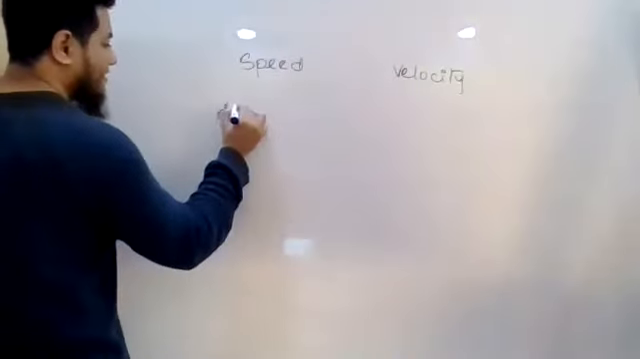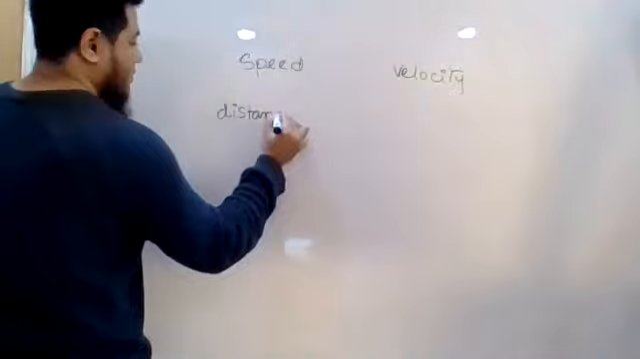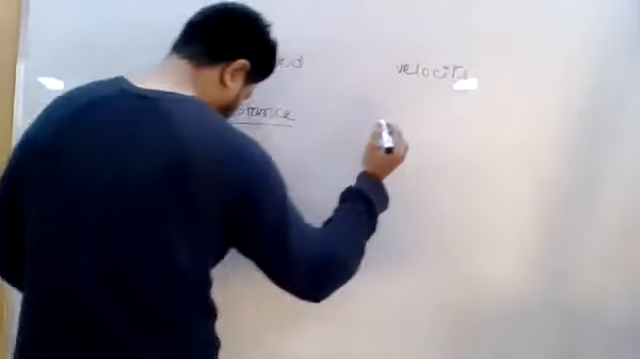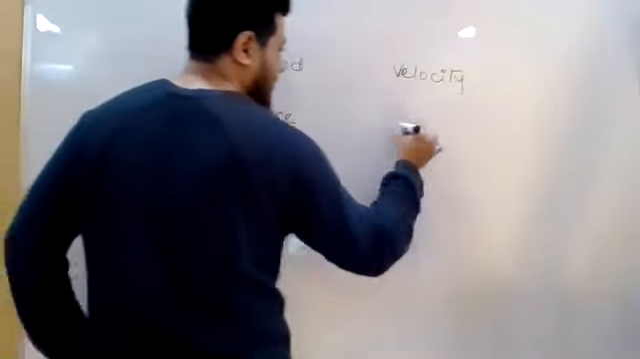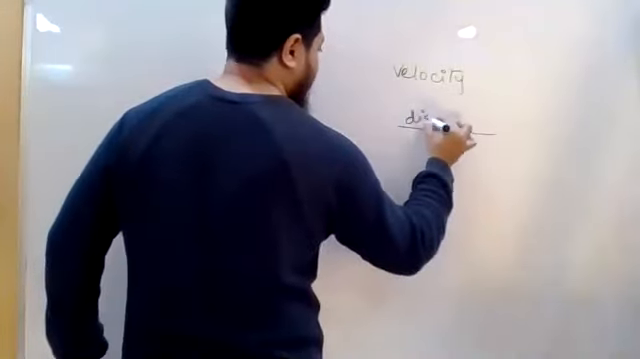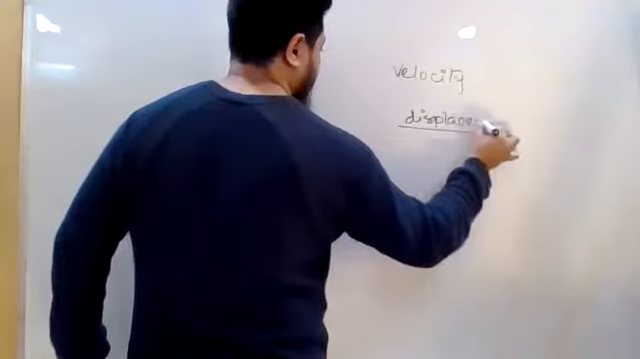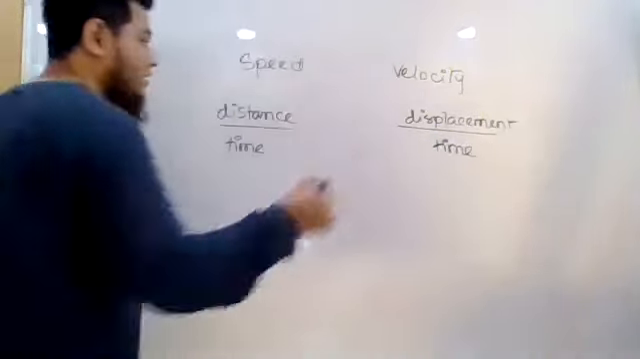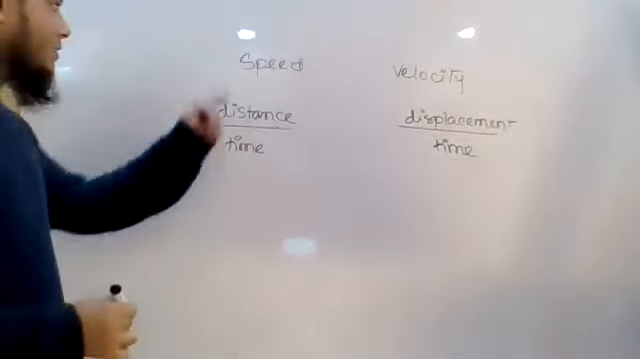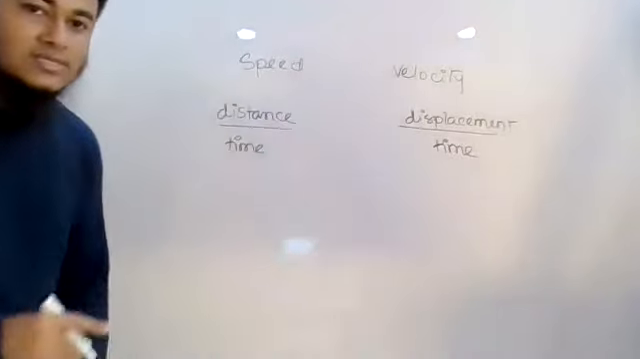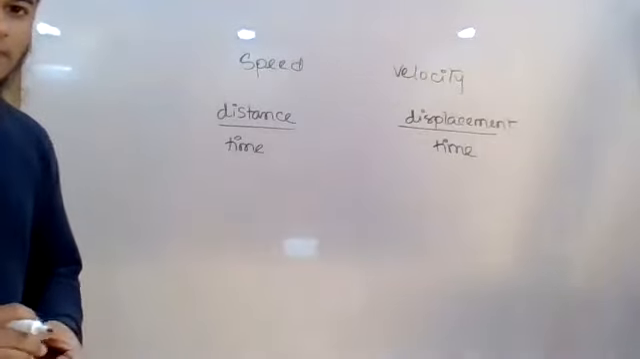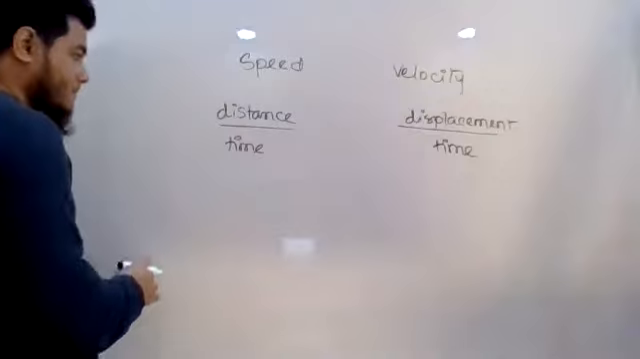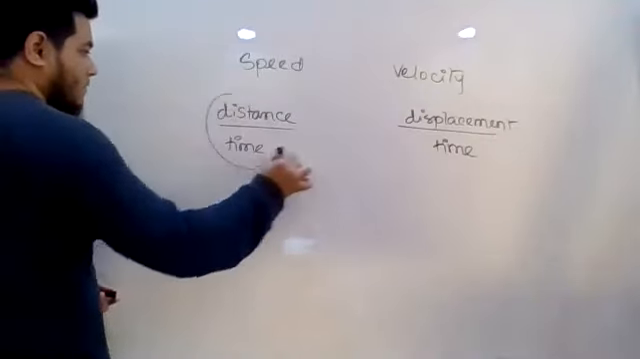Speed is distance divided by time, and velocity is displacement divided by time. From here, you should be able to say that between speed and velocity, which one is a scalar quantity? Distance is a scalar quantity and displacement is a vector quantity.